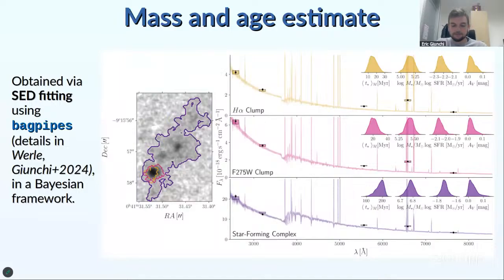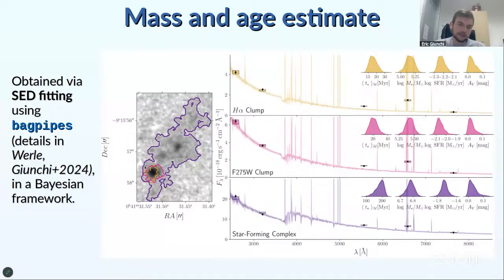Then we can move to the estimate of the masses and ages of the clumps. As I said, we have the 5 filters. You can see them here, the 5 photometric filters of HST. And using BAGPIPES in this work by Verle et al. 2024, we obtained the posterior distributions for the mass-weighted ages, the stellar mass, the star formation rate, and the extinction for H alpha, UV, and optical complexes.